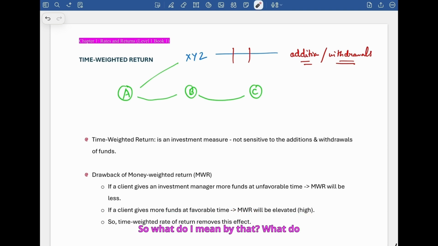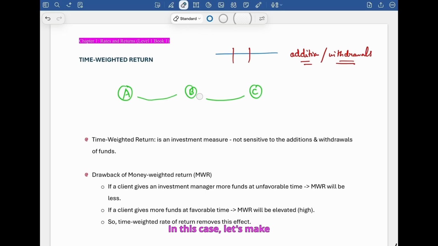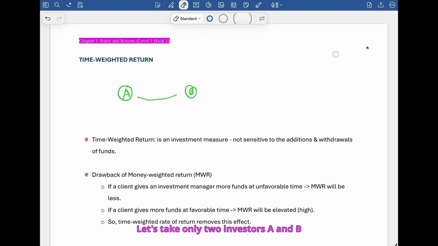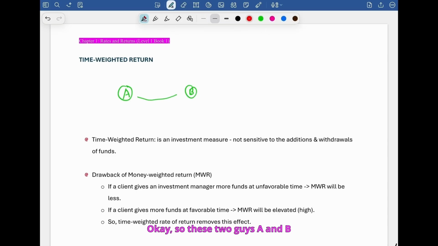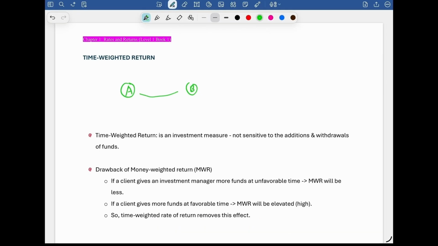So what do I mean by that? If you're still confused, let me illustrate and let me tell you. So I'll just erase a bit. In this case, let's take two investors, A and B. So these two guys, A and B, we're just taking two investors.